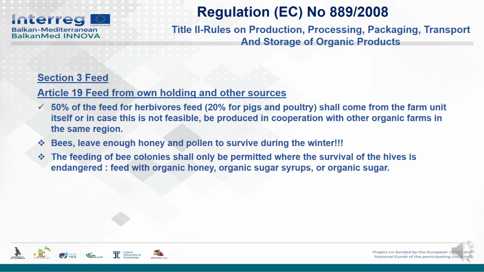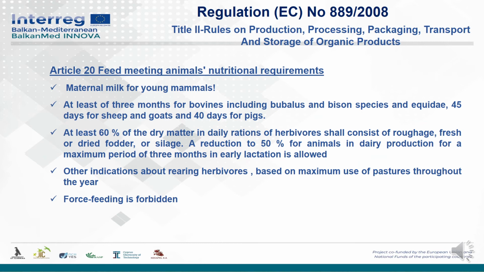Bees leave enough honey and pollen to survive during the winter, and the feeding of bee colonies shall only be permitted where the survival of the hives is endangered. Feed with organic honey, organic sugar syrups, or organic sugar. So these are allowed only in cases where the survival of the hives is endangered.